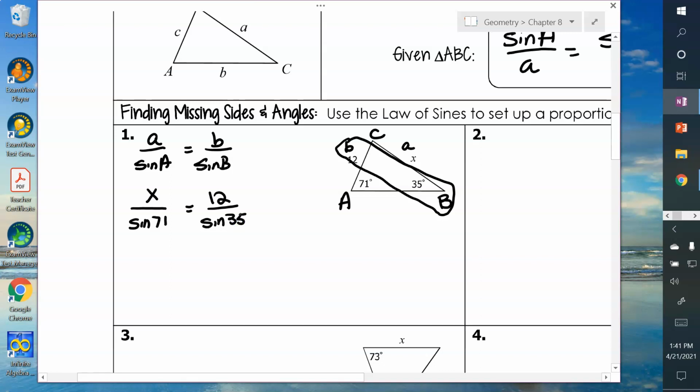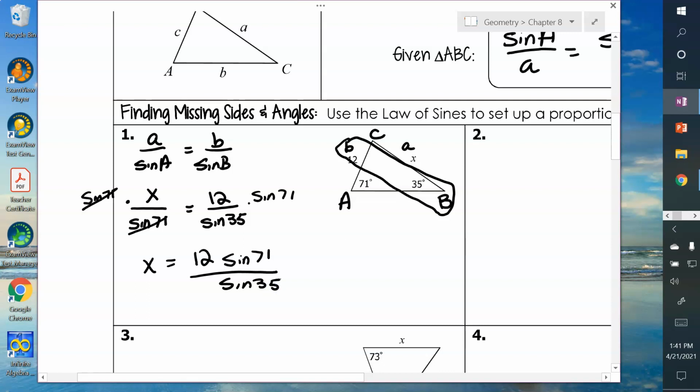And now what I'm going to do is solve for X. And what I have to do to get X is I need to multiply both sides by the sine of 71. That causes sine of 71 to go away. So X is going to be 12 times the sine of 71 divided by sine of 35.